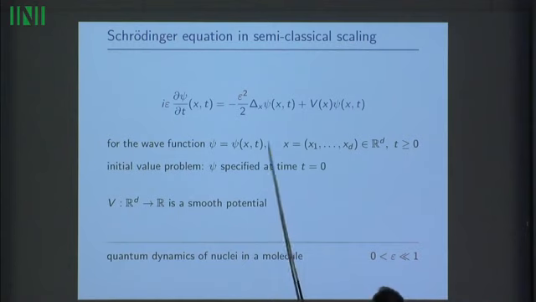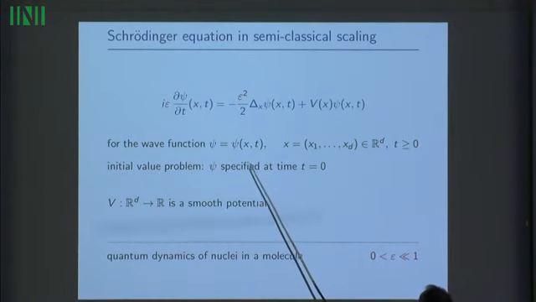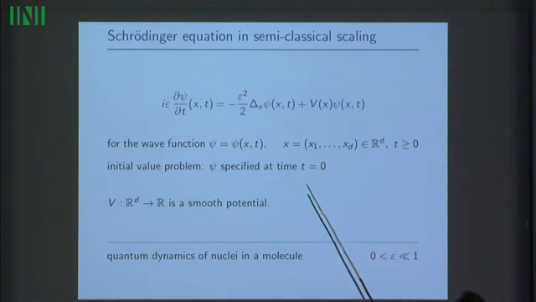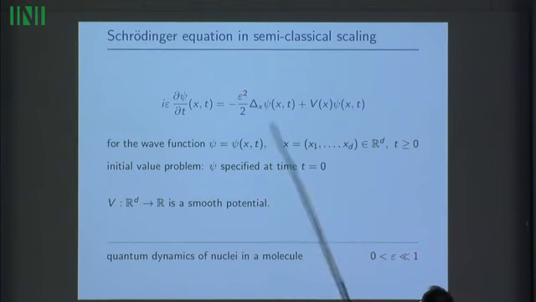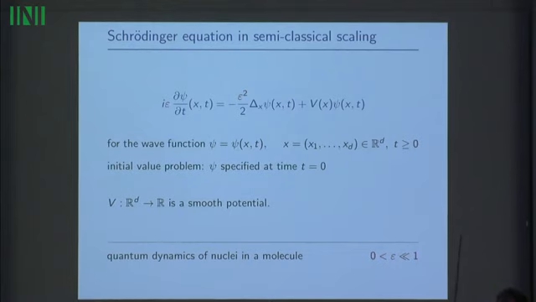And we're considering the initial value problem here, where we specify the initial wave function, and we want to solve this up to a fixed time of order 1, let's say. In contrast to, say, an electronic Schrödinger equation, we consider here the case of a smooth potential. And this kind of problem typically arises in the quantum dynamics of nuclei in a molecule.